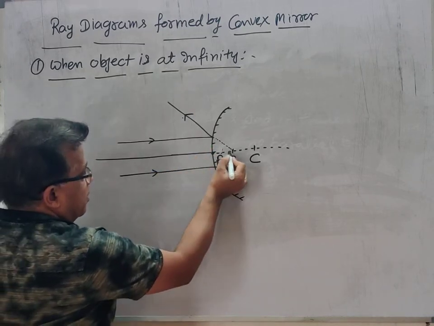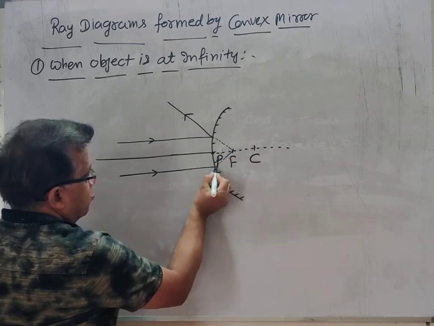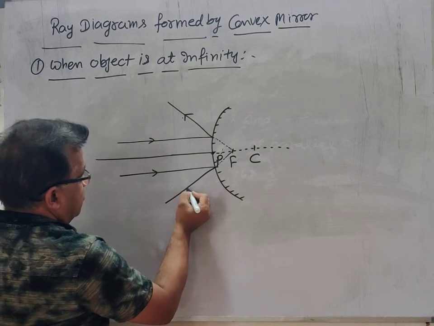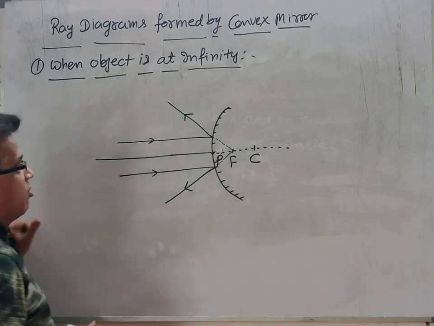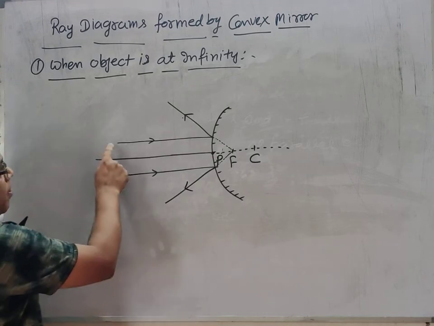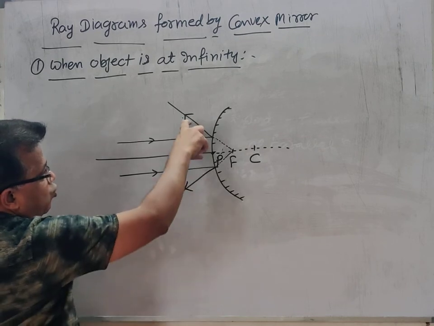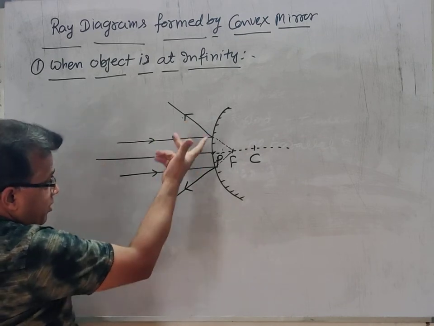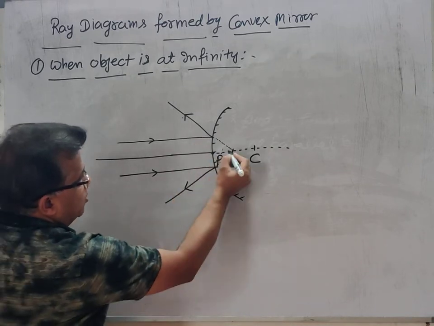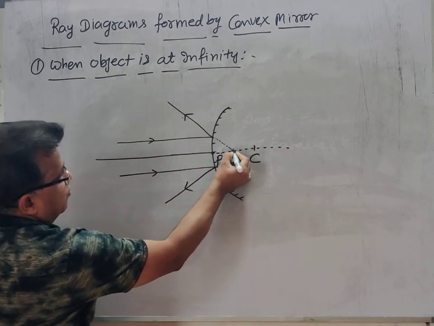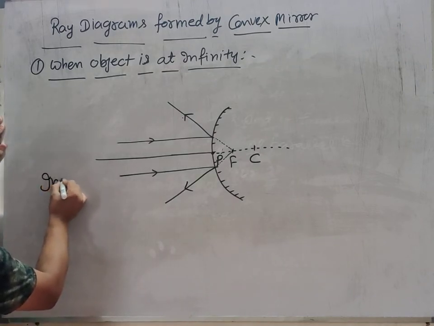Similarly, this one will also be incident and reflected, but seems as if it is coming from this. These 2 reflected rays will not meet anywhere, but if we extend them backward, they appear to meet here. So therefore image is formed at this point, and you are observing the image.